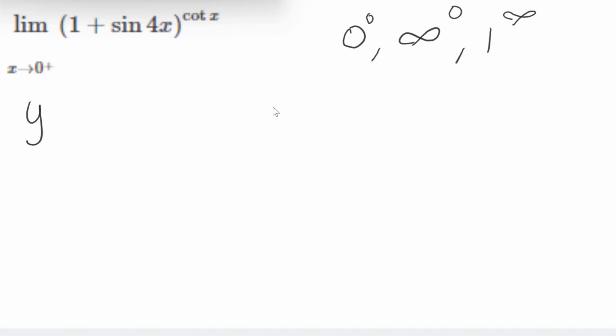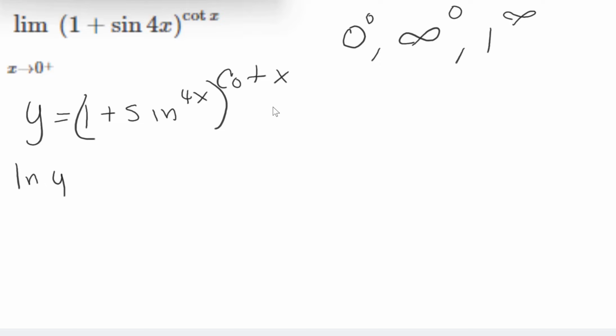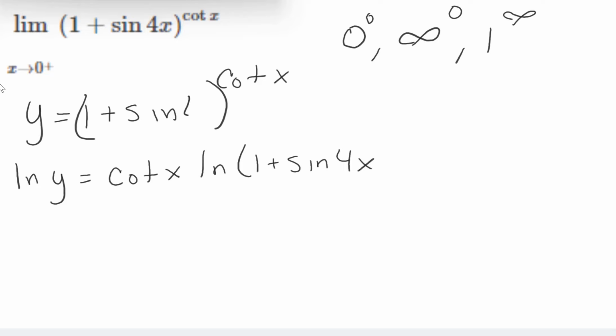All right, so we're going to make this y equals 1 plus sine 4x raised to the cotangent of x. So by doing the ln of both sides, I can bring down the exponent. Okay? So I have ln of y equals cotangent of x times ln of 1 plus sine 4x. That was a horrible way to write 4x. So now I have that.